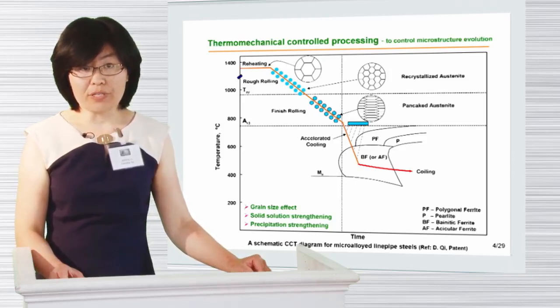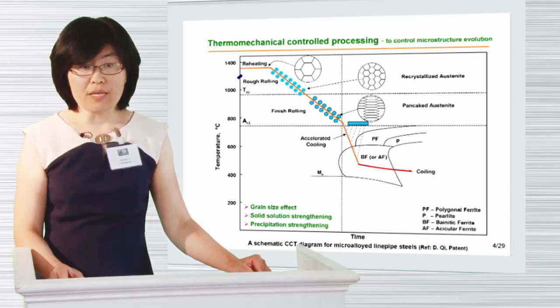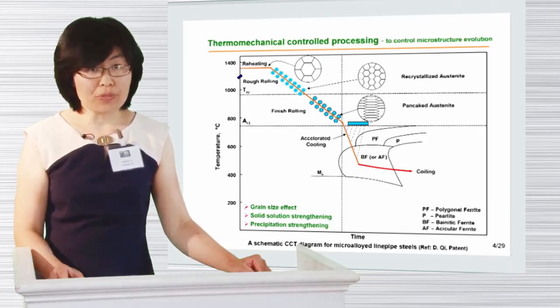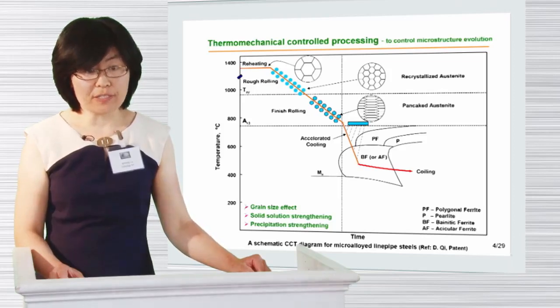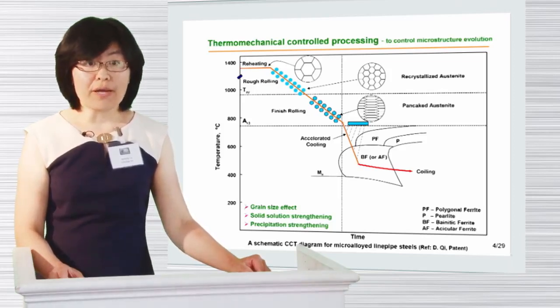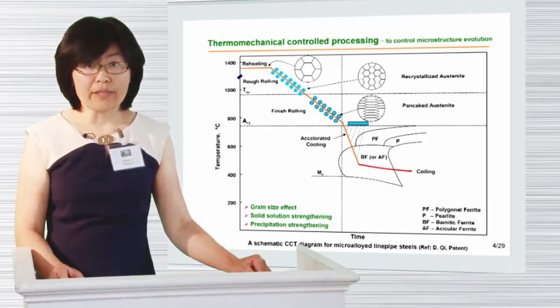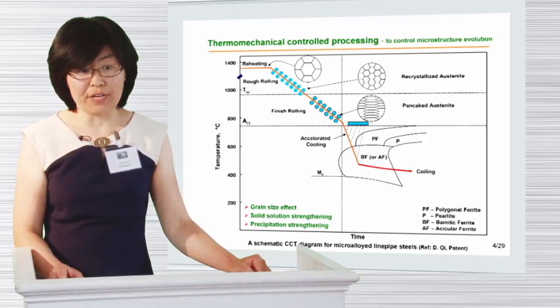At lower temperature during phase transformation, some nano-sized precipitates will show up, and they have precipitation strengthening effect. And the rest of the microalloy element will stay in the steel matrix. They will have a solid solution strengthening effect.